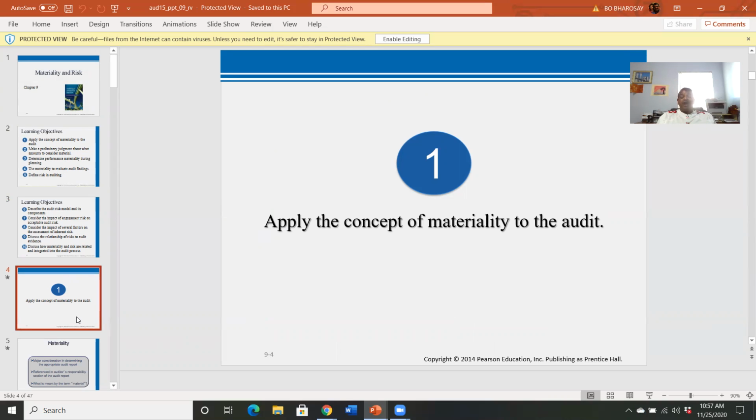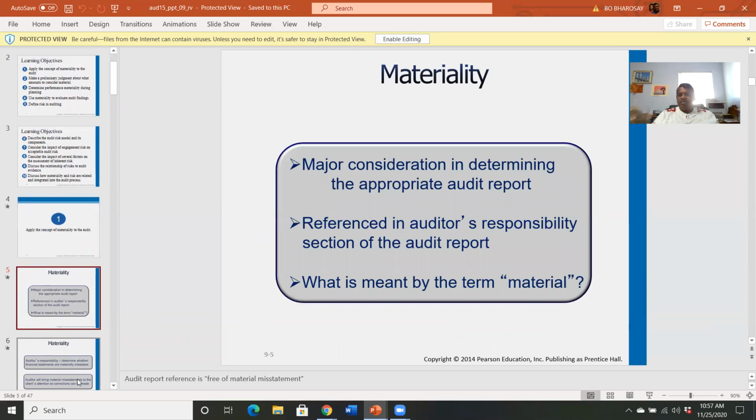Apply the concept of materiality to the audit. Materiality. Also, materiality we talked about in one of the prior chapters. Materiality is important enough to influence the user decision. It could be important enough because of its size, which is quantitative, or it could be important enough because of the circumstances under which it occurred, which is qualitative.